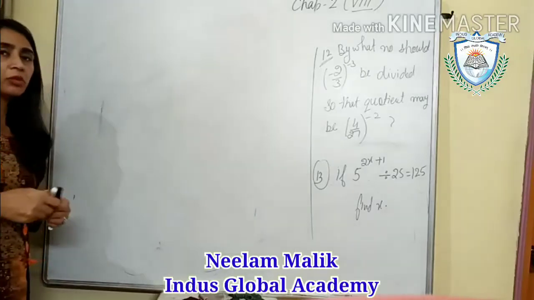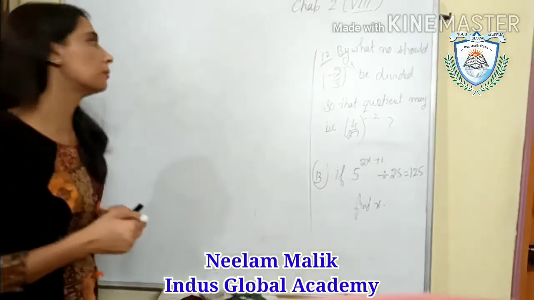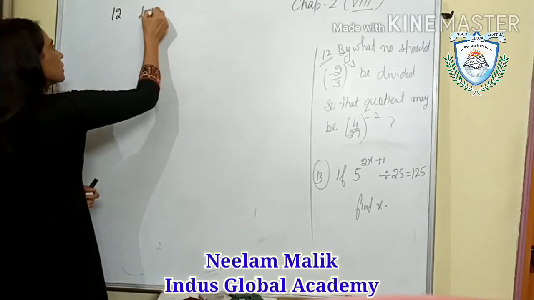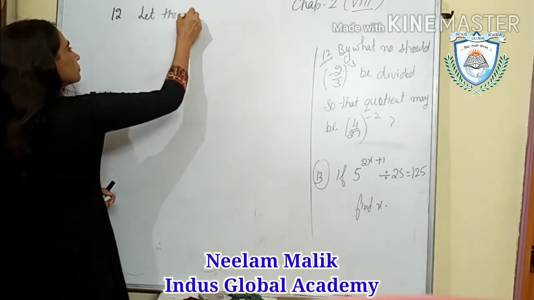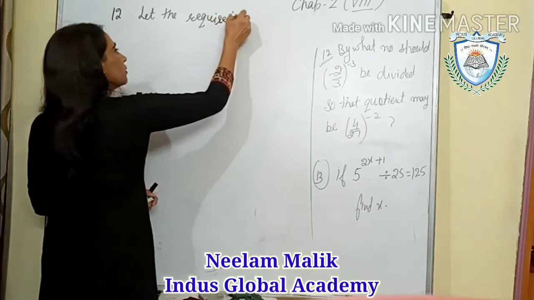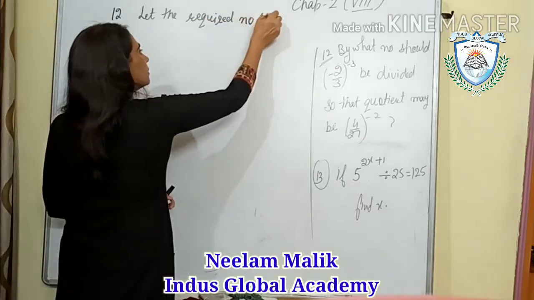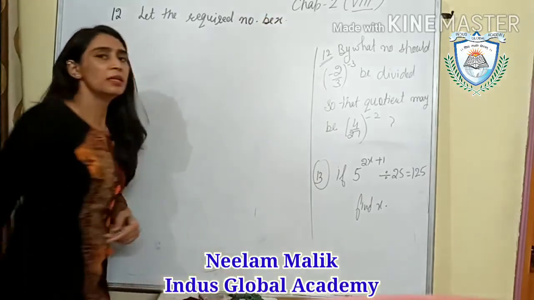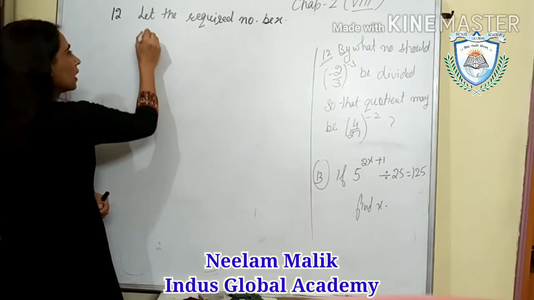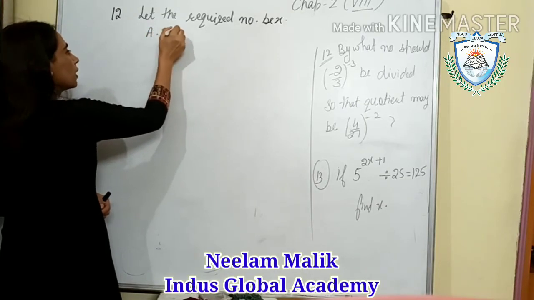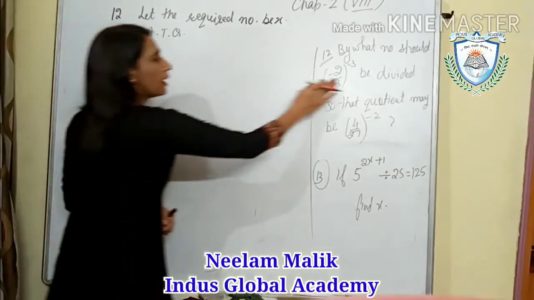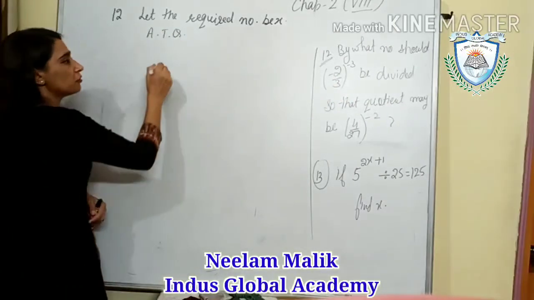So here what we will do, we will let the required number be x. Okay, let the required number be x. So now we will do according to the question. Okay, so we have to divide this number by the required number.